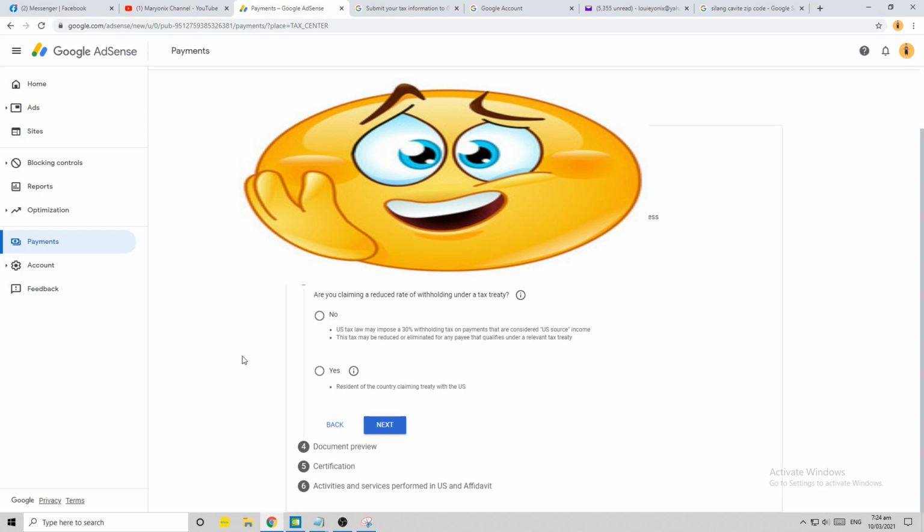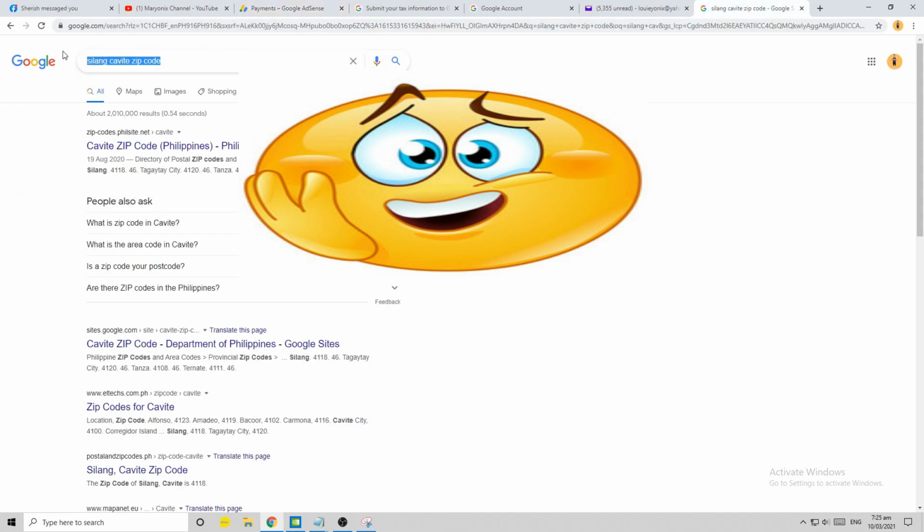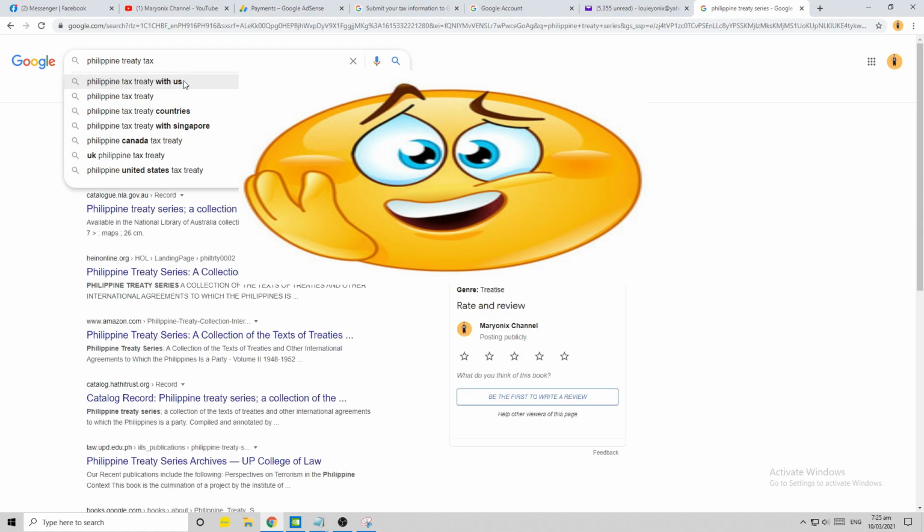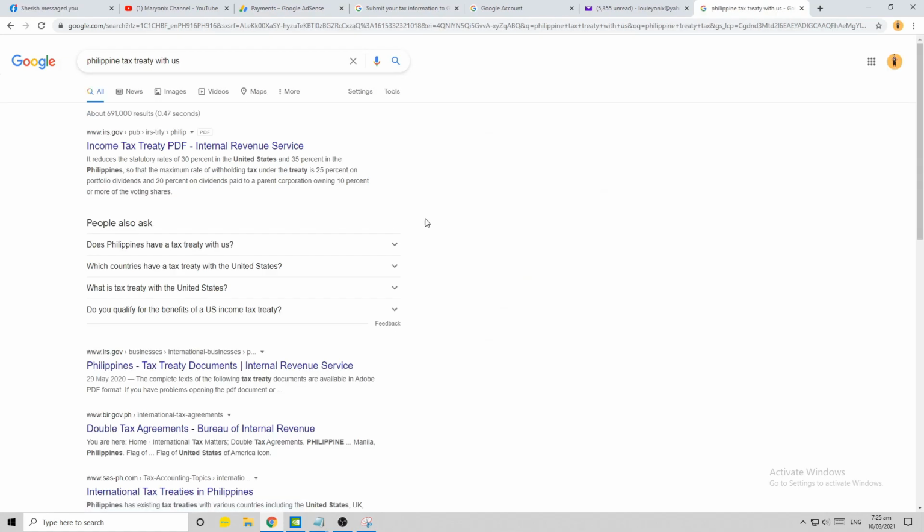Are you claiming a reduced rate of withholding under a tax treaty? If no, US law may impose 30%. Resident of the country claiming treaty with the US. We can check if there's a Philippine treaty. Philippine tax treaty with US. So let's try if there is.